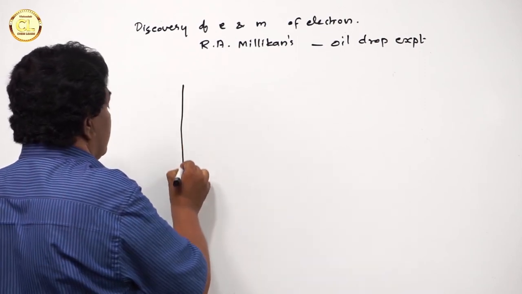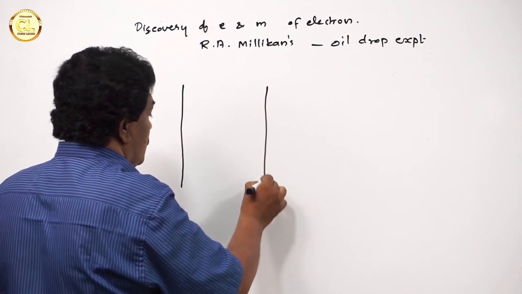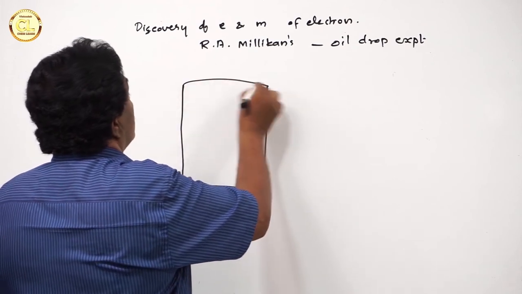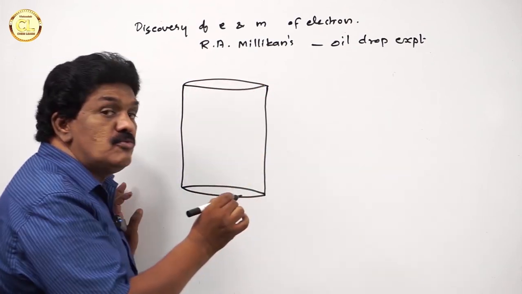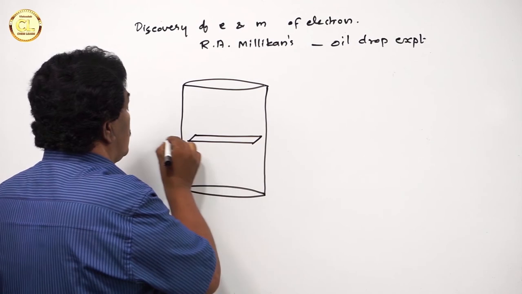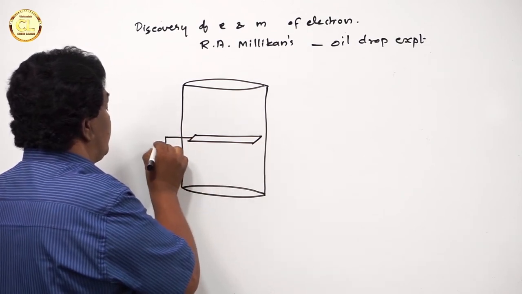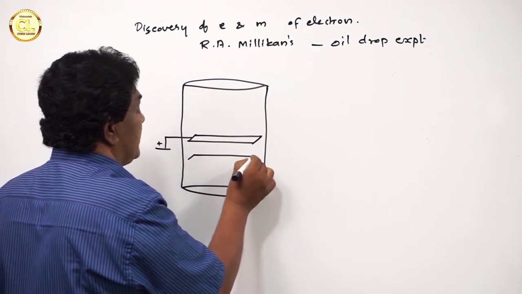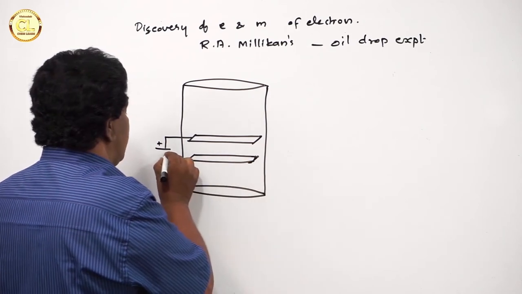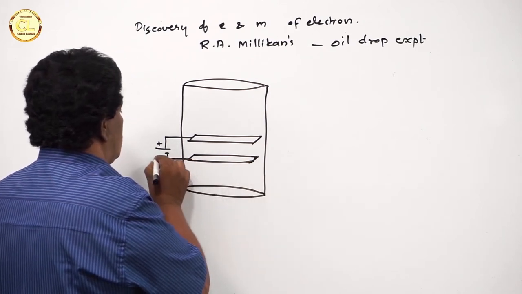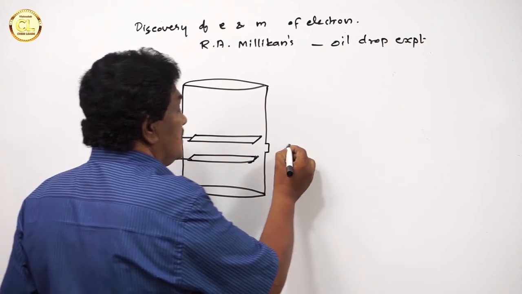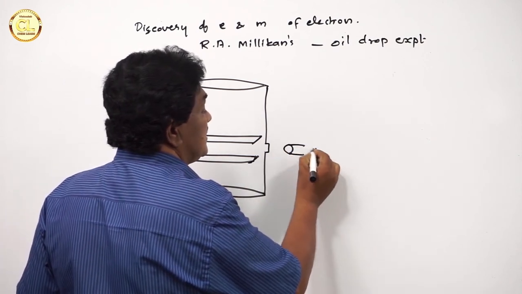The apparatus consists of a tank like this, whose both ends are closed. There are two metal plates like this. This one is maintained positive, and another metal plate here is maintained negative. Here there is a mica window, and here there is a traveling microscope, TMS.